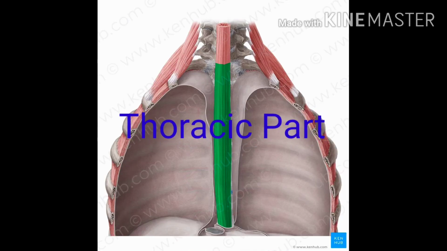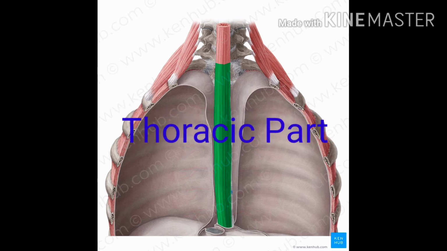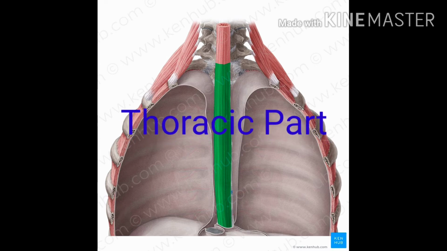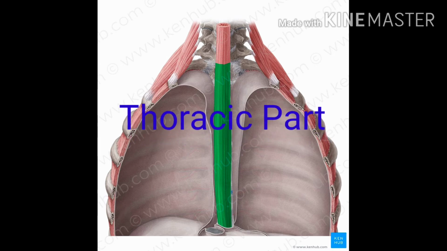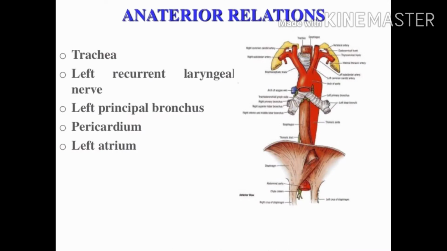Next is thoracic part. It is 20 cm in length. It extends from the superior border of manubrium sterni to the esophageal opening of the diaphragm. Anteriorly, esophagus is related with the structures of the thoracic cavity. These structures from above downwards are trachea, arch of aorta, right pulmonary artery, left principal bronchus, left atrium enclosed in the pericardium and diaphragm.